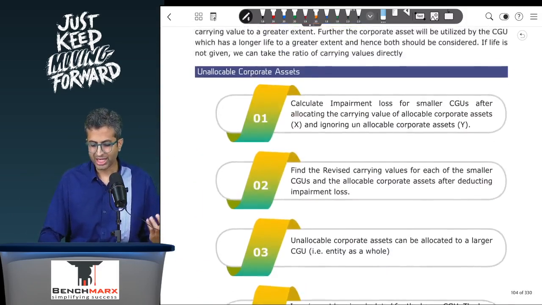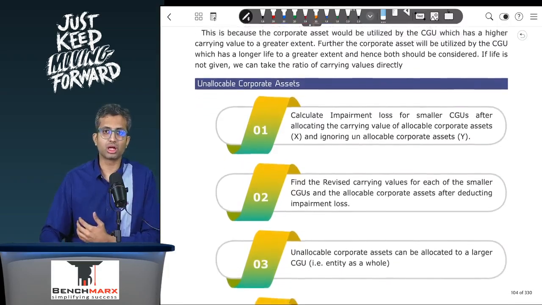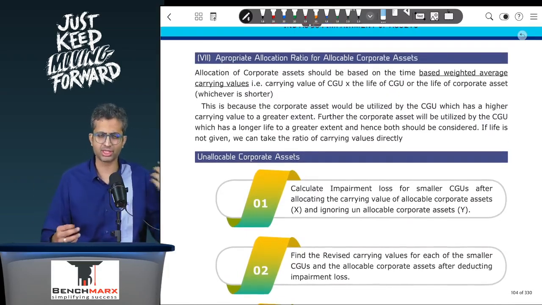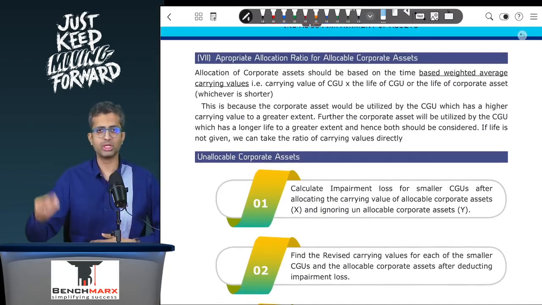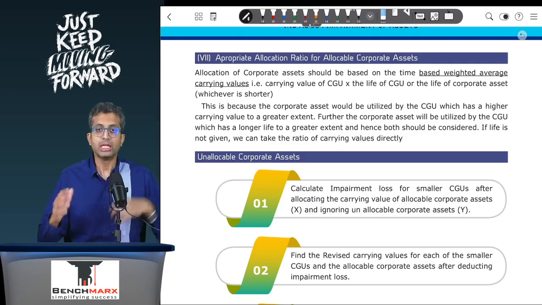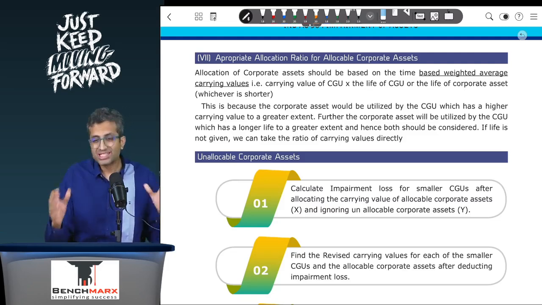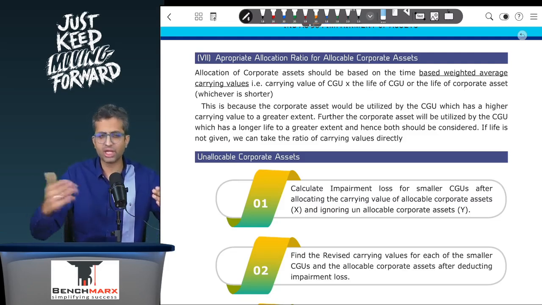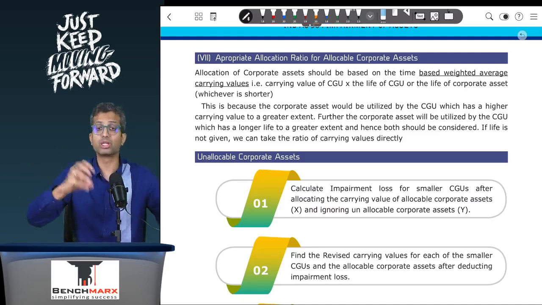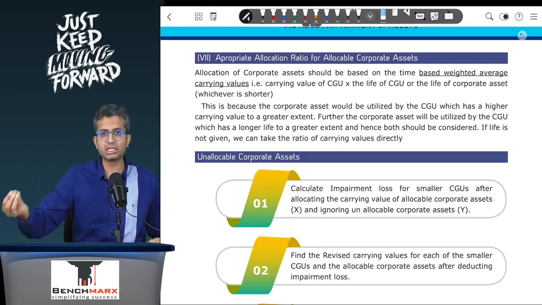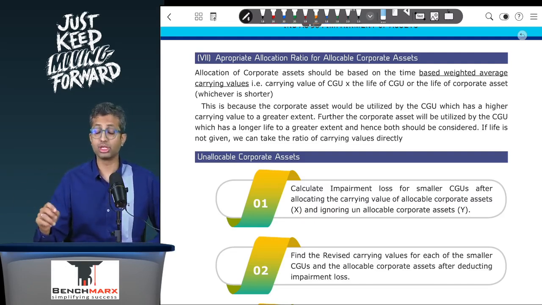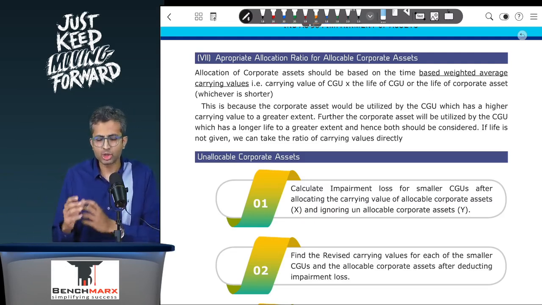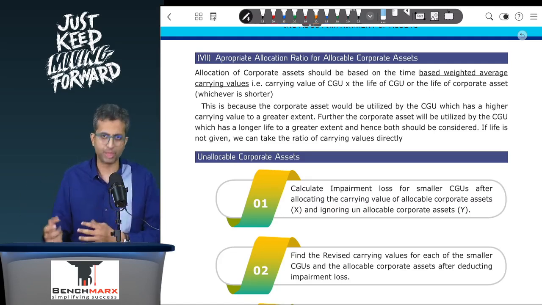Okay. Next, you can have a possibility where there are corporate assets or even goodwill, as a case may be, which is unallocable. That is, if the question tells you that they cannot be attributed to individual cash generating units, well, they cannot be. In such a case, how will you do the working? If there are allocable items, you will allocate them to the smaller cash generating units and then calculate the impairment loss for these individual cash generating units, which is before any unallocable items. So this is a smaller CGU impairment testing.